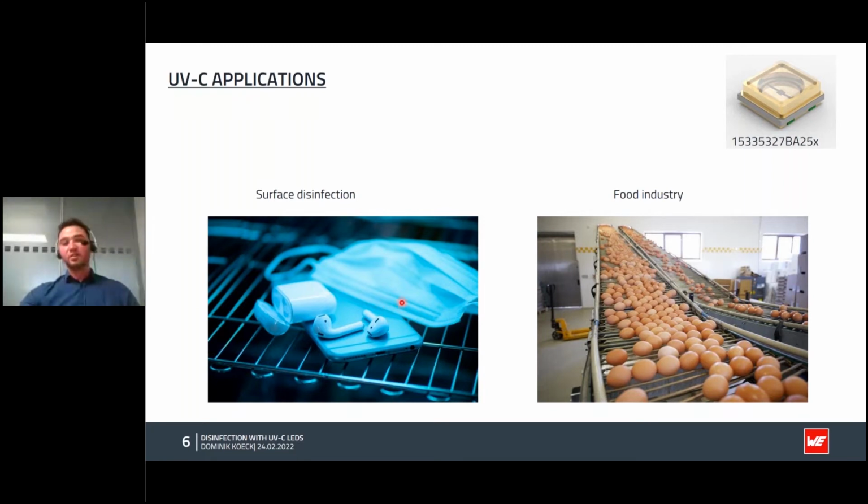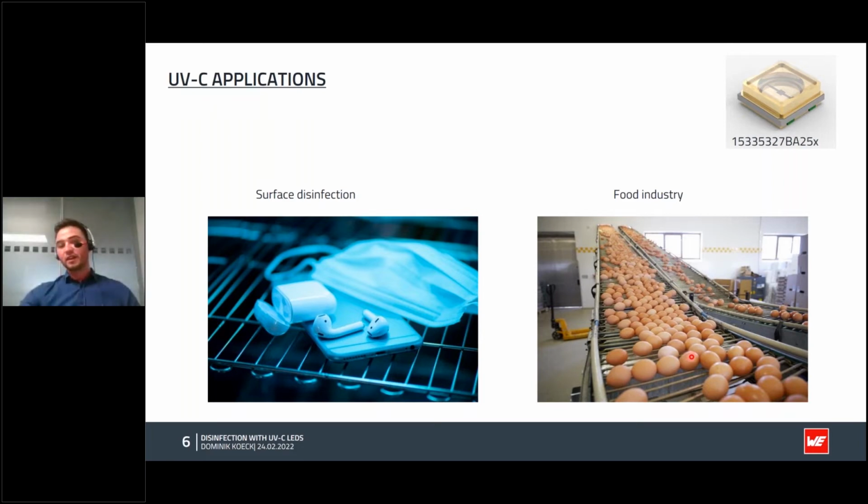But you can also use this in the food industry. Here's an example of a few eggs. On those eggs, you typically have the problem of having salmonella on top of the eggshells, and you want to kill off the salmonella. There have already been quite a few studies regarding this, and they found that, in principle, you can use UVC light to kill off the salmonella. So it's quite an interesting topic to go on.